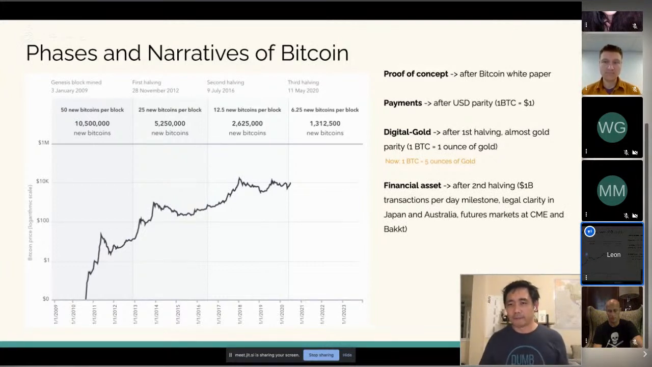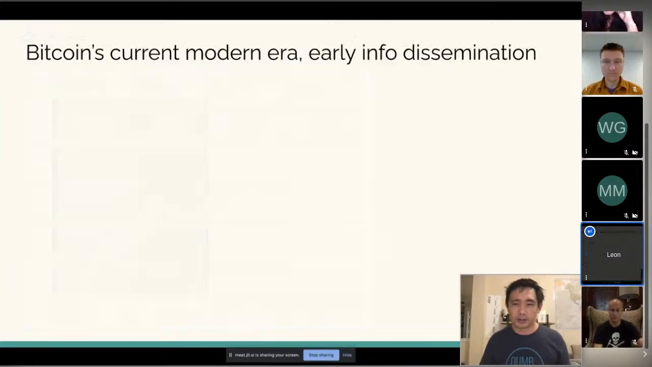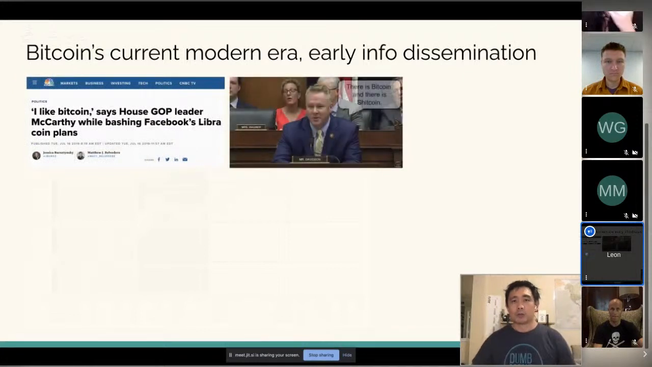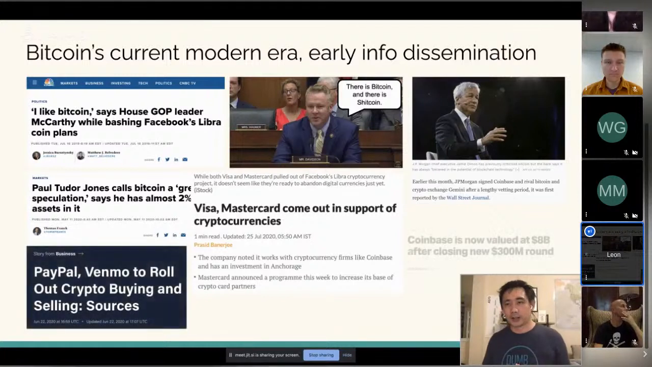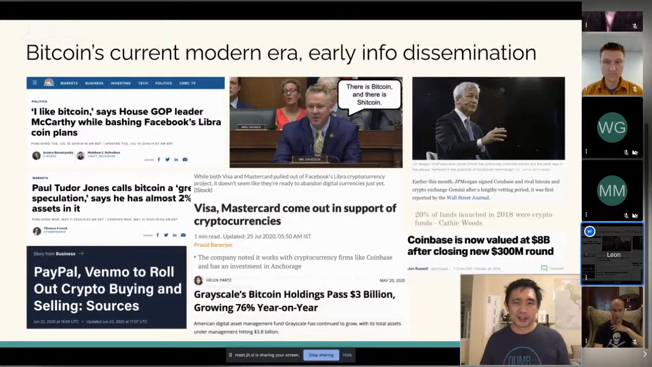So after the second halving, Bitcoin was processing $1 billion in transactions per day. Legal clarity in Japan and Australia. It's legal tender in Japan. Futures markets launched by the CME and BAC, which is a company launched by ICE, which owns the New York Stock Exchange. We see Fidelity digital assets, you can buy in a Robinhood. So we're starting to see early info dissemination happen right now with Bitcoin and cryptocurrencies.